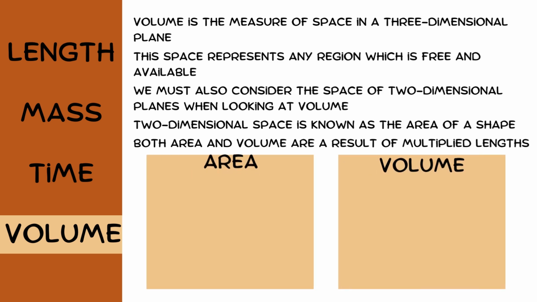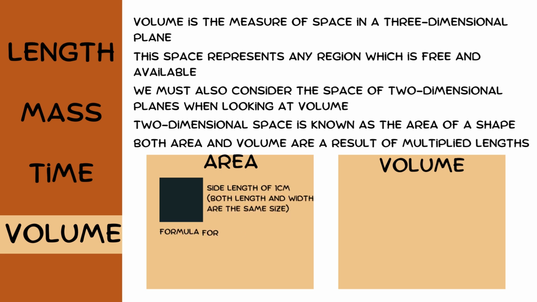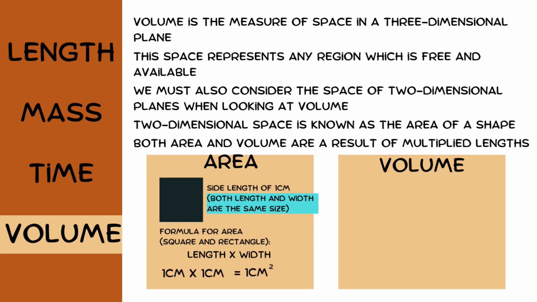For example, if we had a square with a side length of 1 centimeter, the general rule for finding the area of a square or a rectangle is multiplying the length to the width. And since all sides of a square are equal, we would say 1 centimeter times 1 centimeter, which equals 1 centimeter squared. Note that the power in the centimeters is an example of how units are derived and made homogeneous.